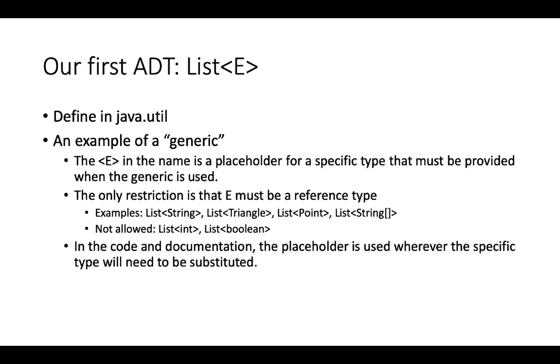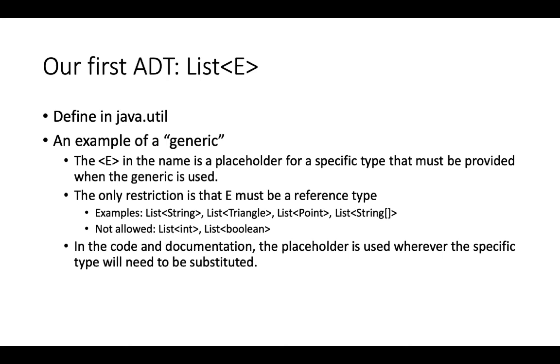But when I use it, I have to provide a specific type name for that E. So I can have a list of strings. I can have a list of triangles. I can have a list of points. I can have a list of string arrays, right? Whatever it is that you want in this list, you have to provide that type at the time that you use it. Now, the only restriction is that E needs to be a reference type.